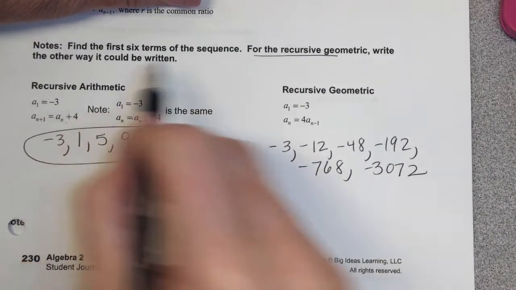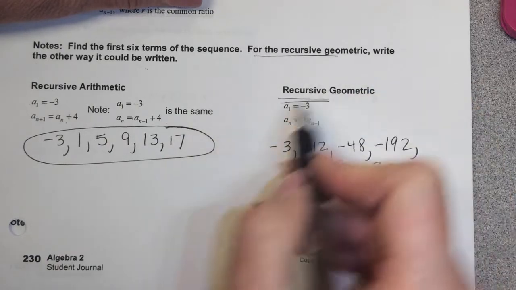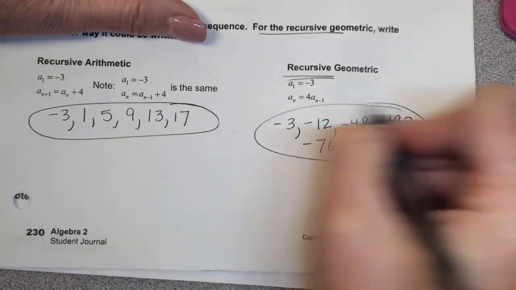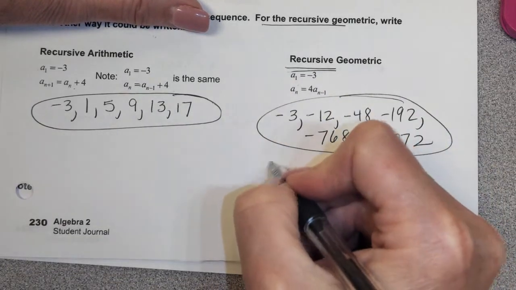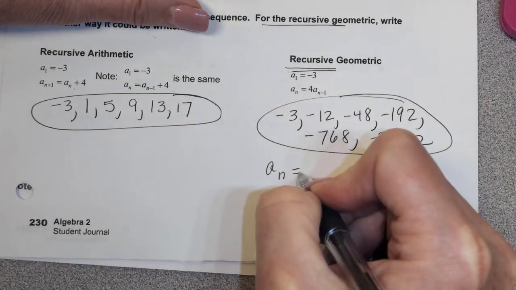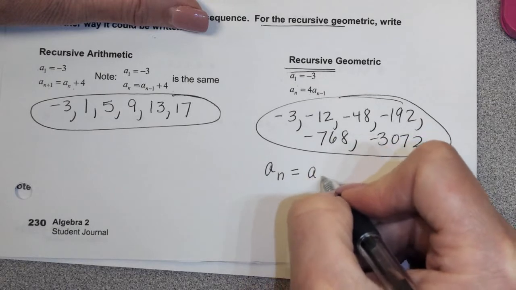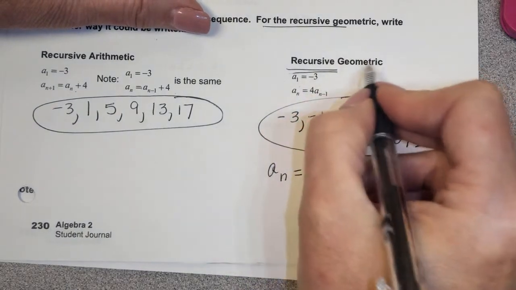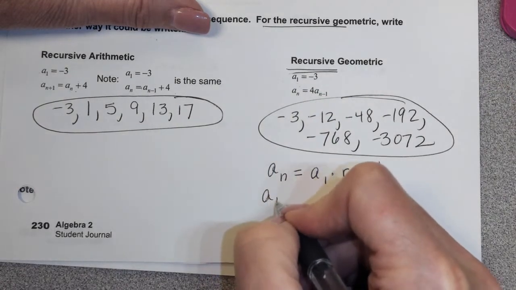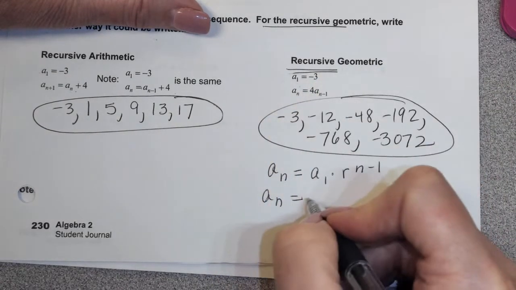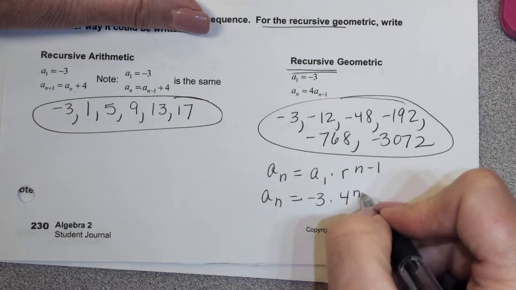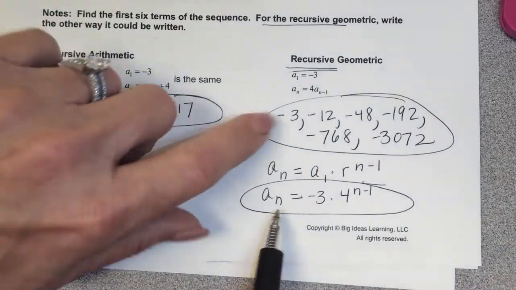Now, on the geometric, it says to write the other way it could be written, meaning explicitly. This is recursive because they tell us a sub 1. Explicitly means that I don't have to give a sub 1. So I would just say a sub n equals, I use my formula, a sub 1 times r to the n minus 1. That's our rule for geometric. So it's going to go a sub n equals, a sub 1 is negative 3, times r, which was 4, to the n minus 1. And it's always a good idea to check it.